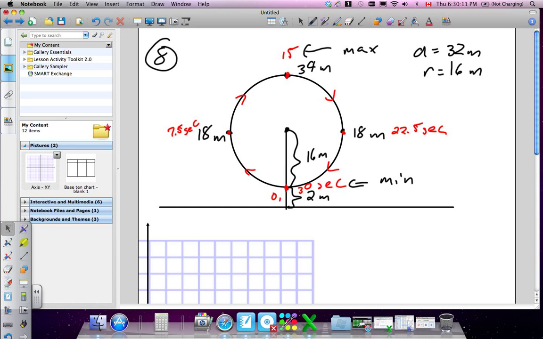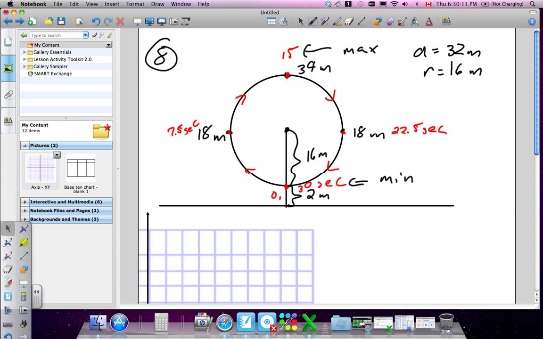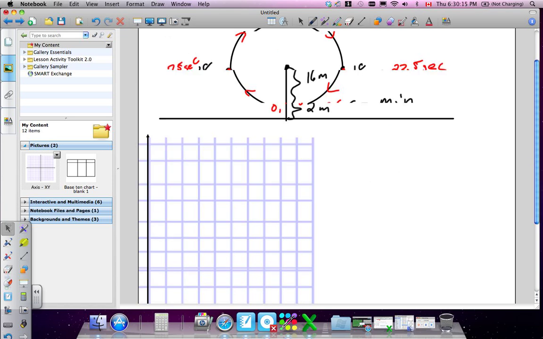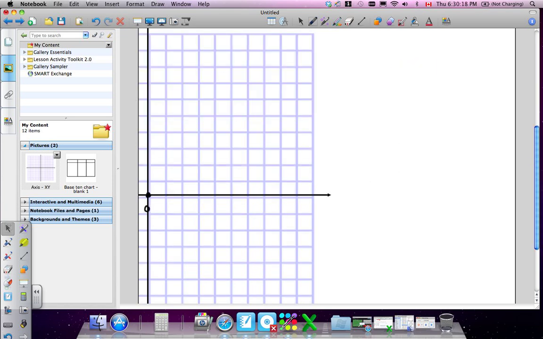So we know at 15 seconds it'll reach a peak, so let's go 0, 15, 30, 45, 60, 75, 90, 105, 120, 135, and 150. So these are all our points. Also, how high do we need to go? 34. Okay, so we start at 0. We got to get to 34.